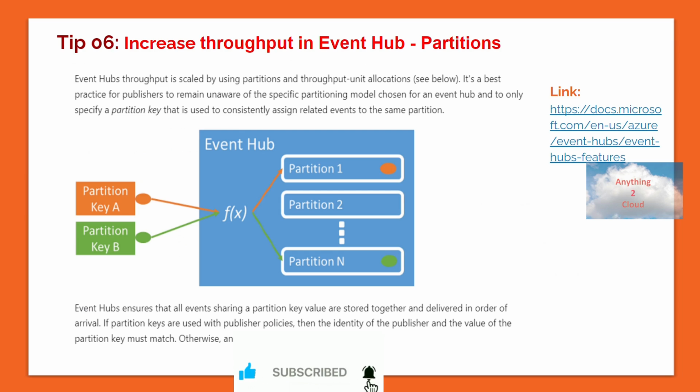Event hub ensures that all events sharing a partition key value are stored together and delivered in order of arrival. If partition keys are used with publisher policies, then the identity of the publisher and the value of the partition key must match, otherwise an error occurs. So in short, if you want to increase the throughput of the event hub, just use more partitions.